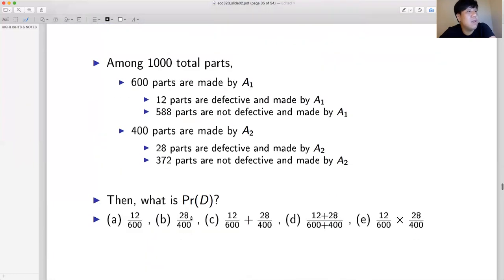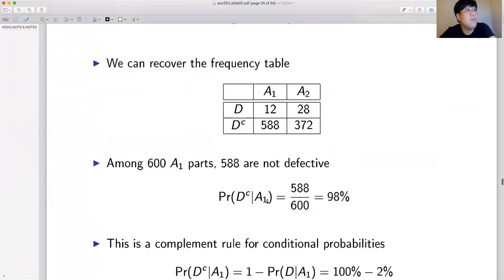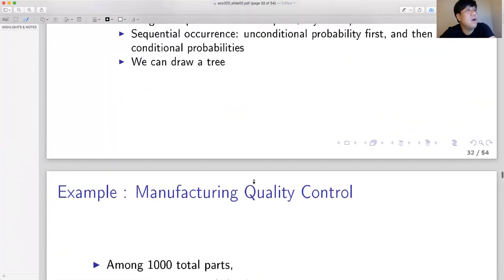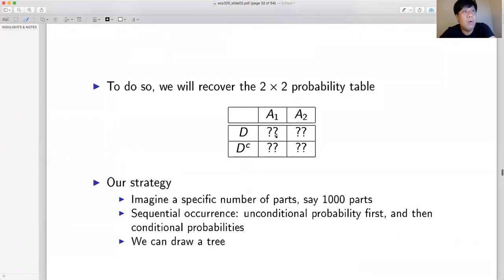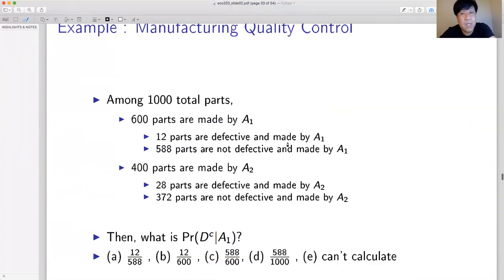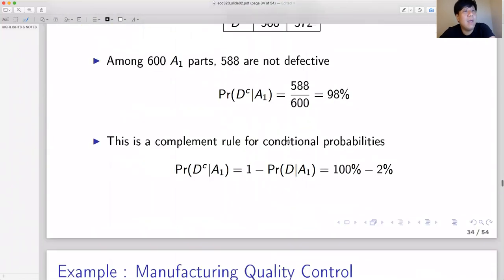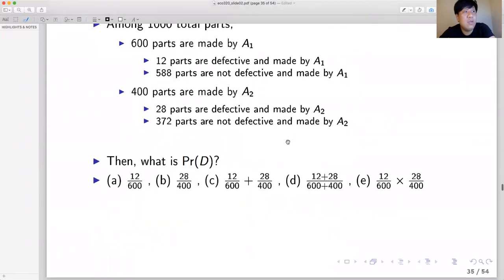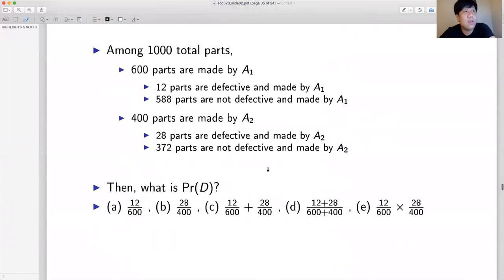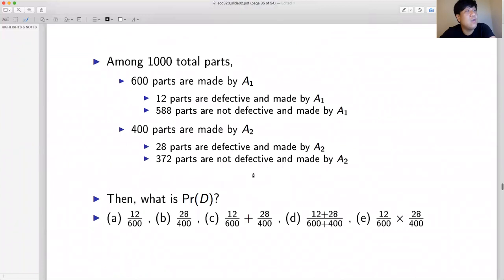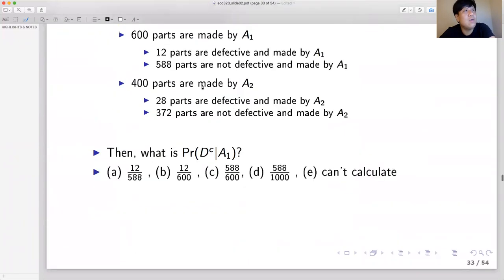Okay, so you can find the probability of D, right? The probability of D would be 1.2% plus 2.8%, so the summation of this would be 4%. Please try to do the math and let me know if you have any questions, but make sure you try. Otherwise, if you never try, you're not going to learn. So please try. You can pretend you have 1,000 parts, or you can use the method I use.